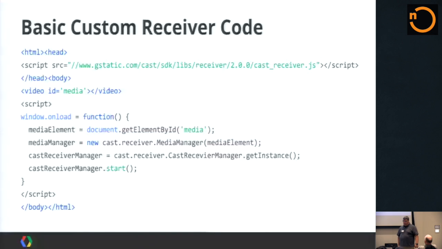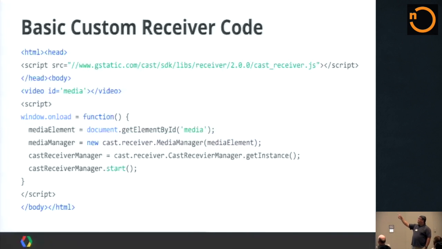So here's a super, super basic custom receiver. It's almost the least amount of lines that you can do to run a custom receiver. So let's go through this so you can understand a little bit. You start by defining the receiver.js file, right? So this is the code that runs in the television. And then you'll create a single video tag in the page, right? And that's where it would show your actual content.